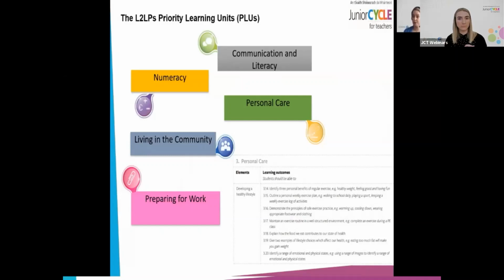We are in the process of designing a document with the cross-curricular links between the PE short course and the level 2 learning programs. Hopefully that will be available soon and you will be able to use that then within your settings. Thank you.